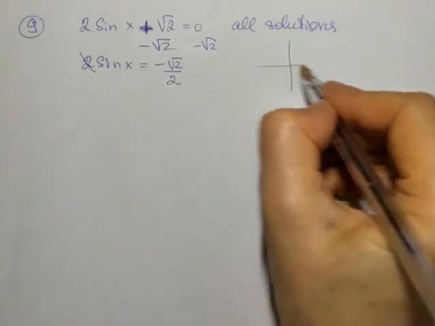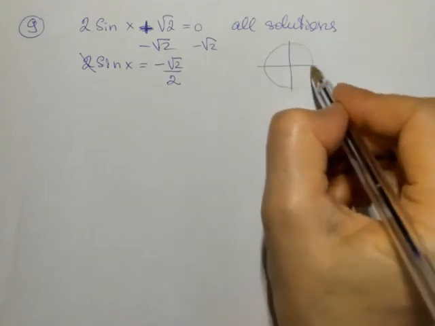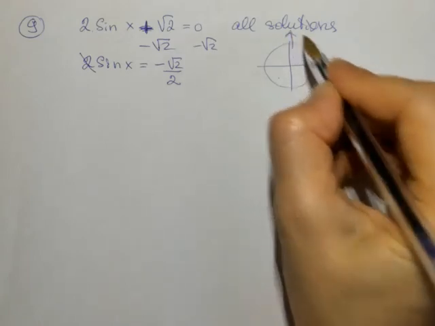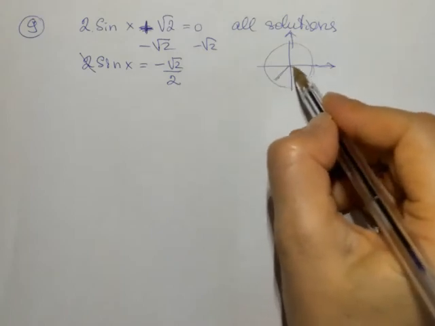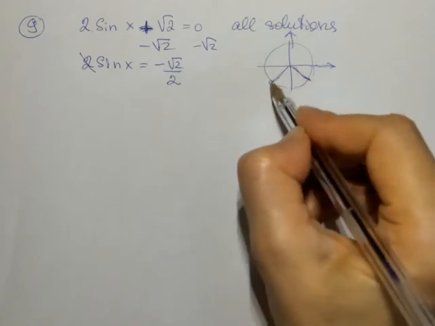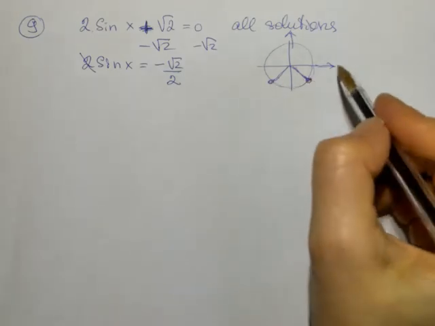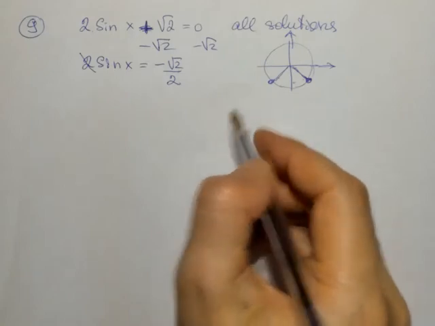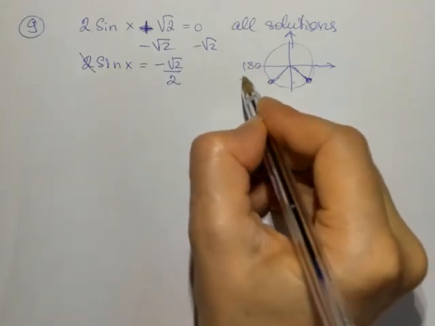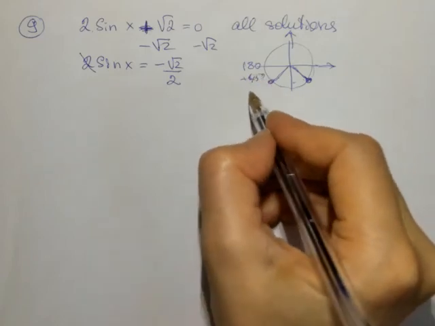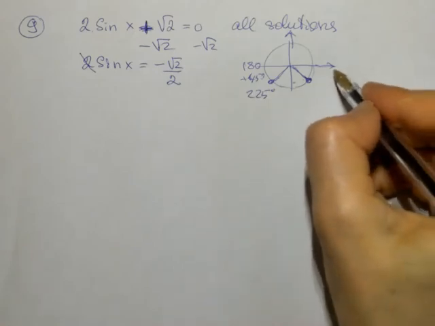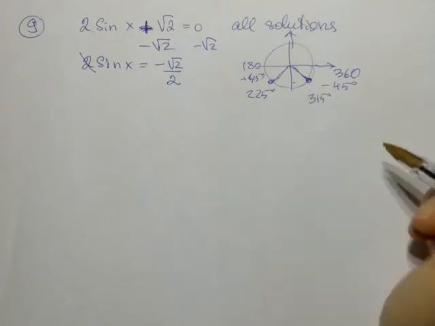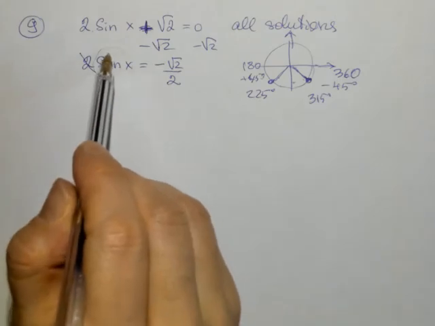Let us look on the unit circle. Sine is negative at the third and the fourth quadrant. Negative square root of 2 over 2 is the sine of a reference angle 45 degrees or pi over 4. So these two angles satisfy this equation. And first of them, if we talk in degrees, 180 plus 45 degrees or 225 degrees, and 360 minus 45, 315 degrees.